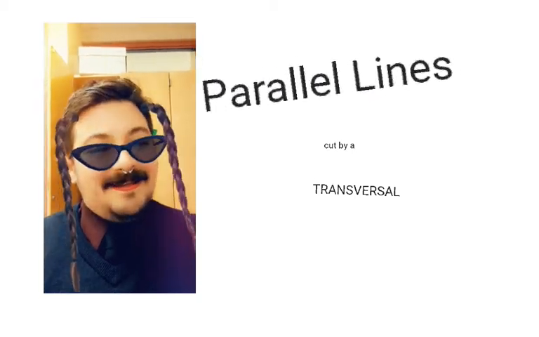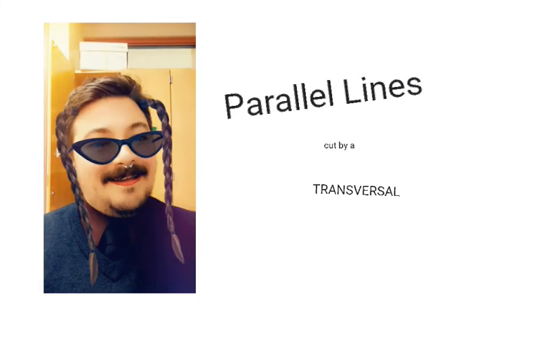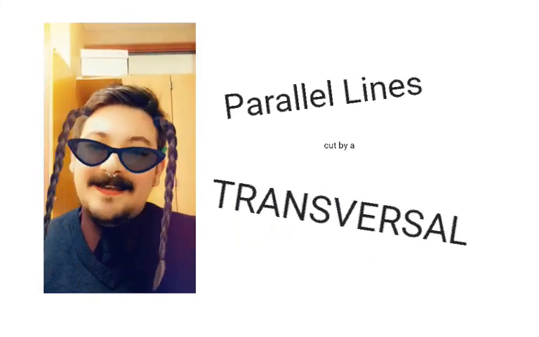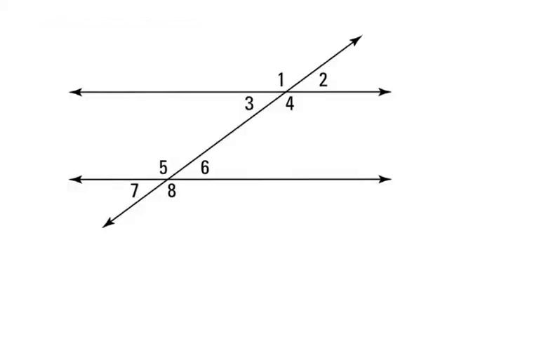Parallel lines cut by a transversal. Hello friends, today we are talking about when a transversal, which is just a line that cuts other lines, decides to go through two parallel lines. They're seen right here. By parallel, I mean these two lines will never cross. This line and this line will ride next to each other forever, never touching, never getting closer to one another.